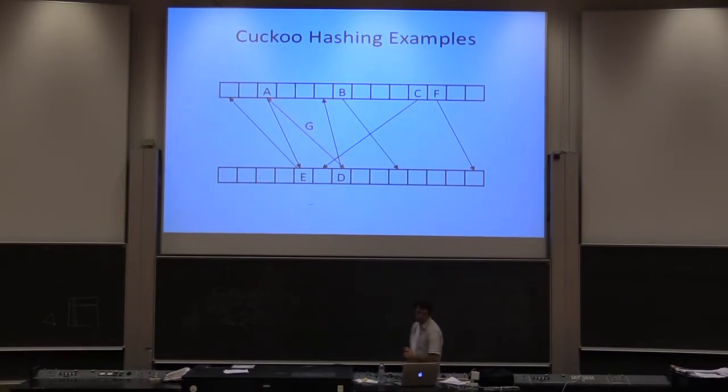All right, so here, this item G comes in. So again, you can see now that both of its choices already seem to have an item. So something's going to have to move. Okay. So if I choose to kick out A, what's going to happen after I kick out A? Good. A will kick out E, and then E will get moved to its other location.